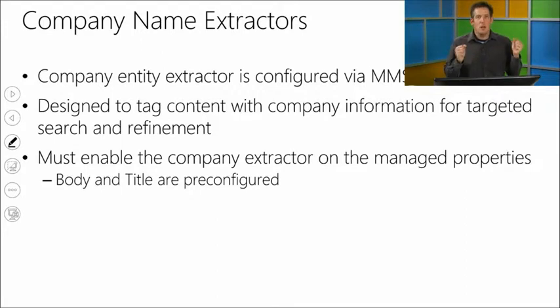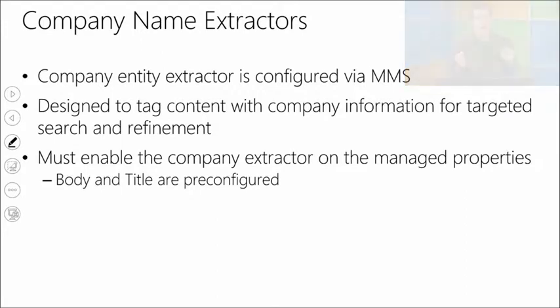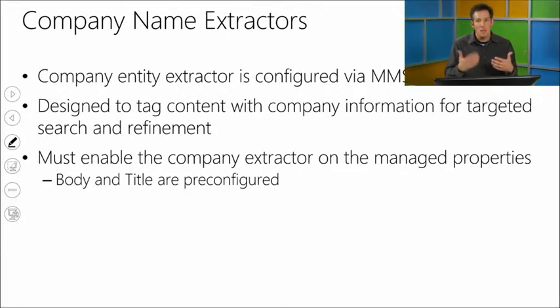If somebody is looking for, let's say, Microsoft, we'll use a company name there, I might want that on the actual company property. But if a Word document somewhere inside the body mentions the word Microsoft, I would still like to flag that as that company and be able to refine on it. After all, the document contained the word Microsoft, so it must have something to do with Microsoft. This is where the company name extractors come into play.